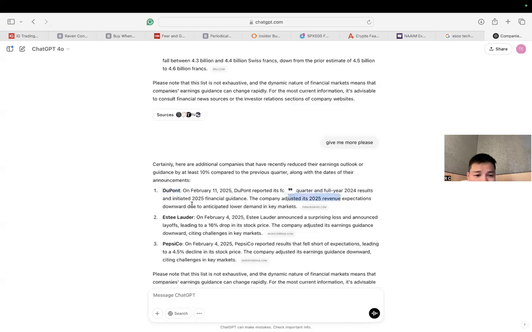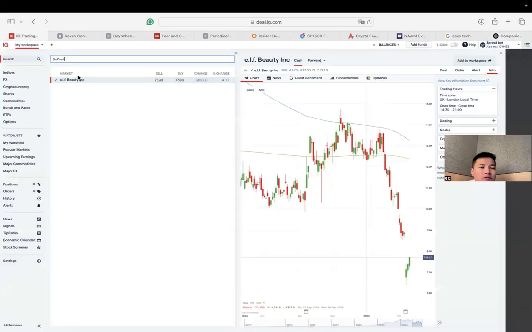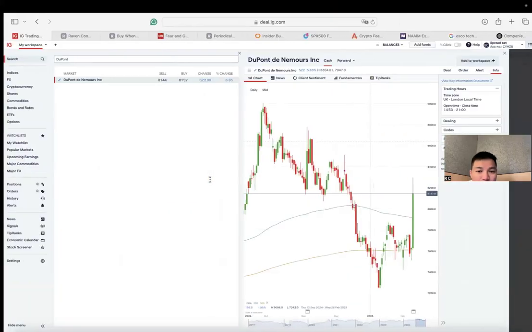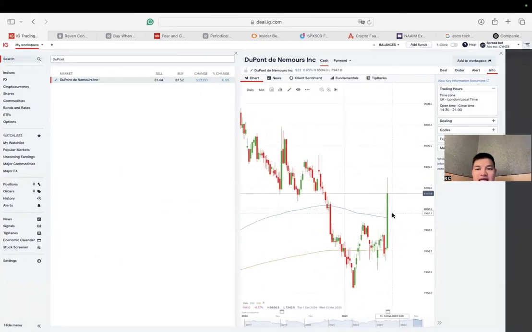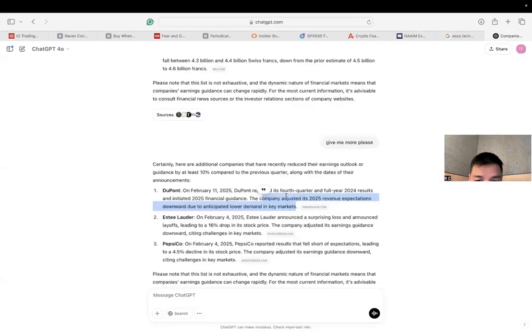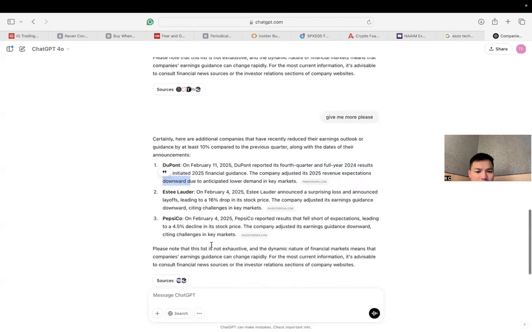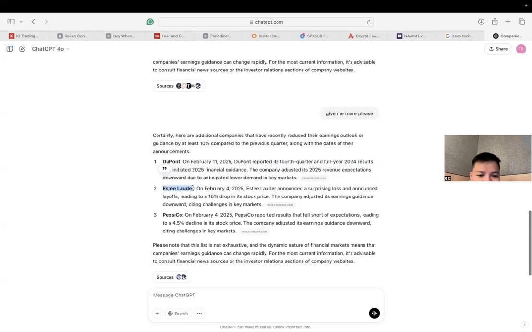On point, adjusted revenue downwards due to anticipating. So it didn't say the numbers. So you have to go to the company manually. You have to go to the company and look at the numbers yourself. Can you see? Didn't give us a number. Downwards means how much? Didn't give us a number. Estée Lauder announced a surprising loss, adjusted its earnings guidance downward. Didn't give us a number.